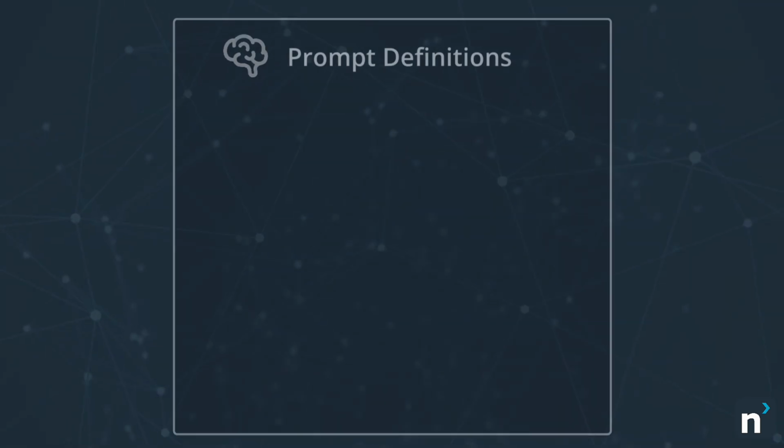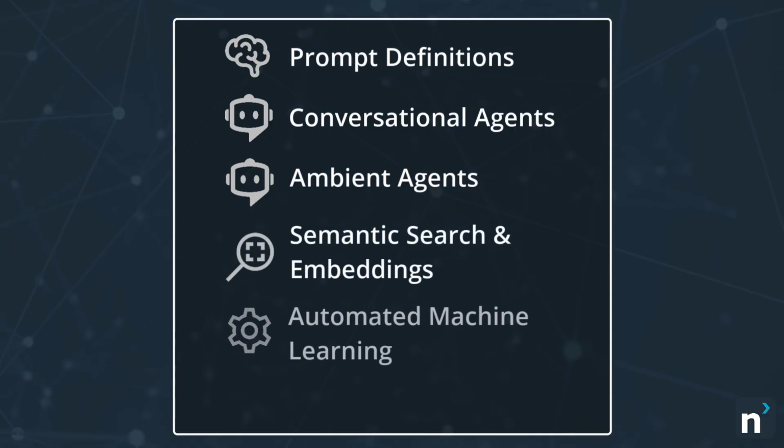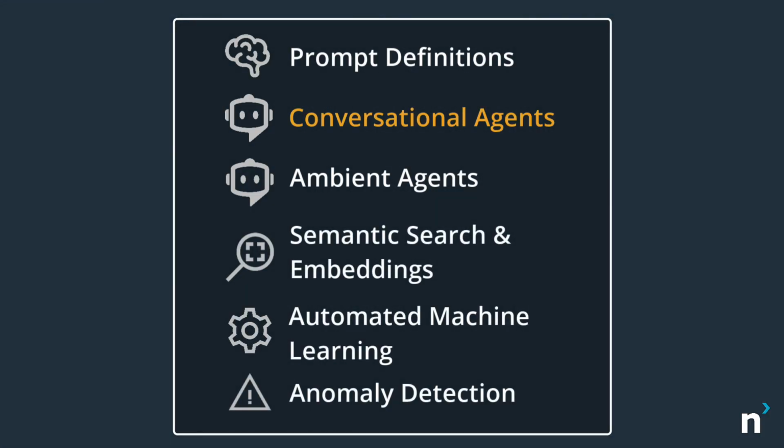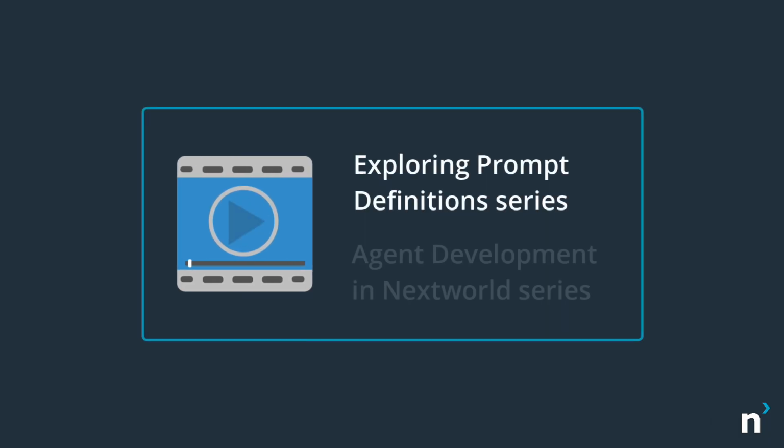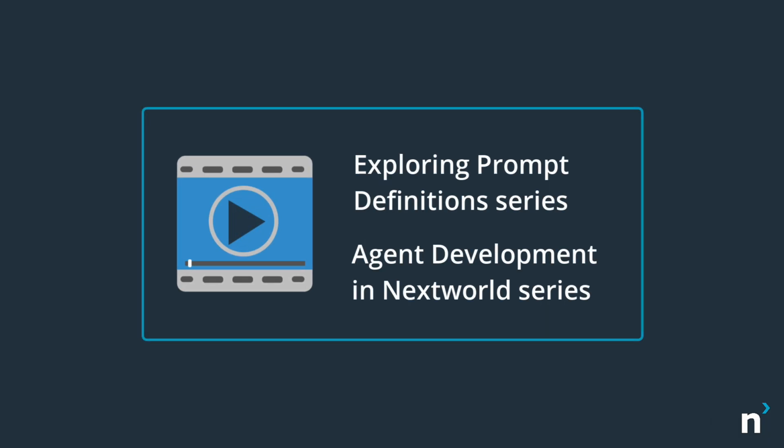In practice, these tools are rarely used alone. An agent might use semantic search to find records, a prompt definition to analyze data, and a model to make a prediction, all in one workflow. The key is starting with the primary experience and layering intelligence where it adds value. For deeper dives into each of these tools, explore our other e-learning videos, including the Exploring Prompt Definitions series and Agent Development in Nextworld series.